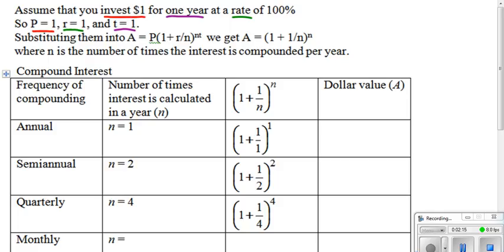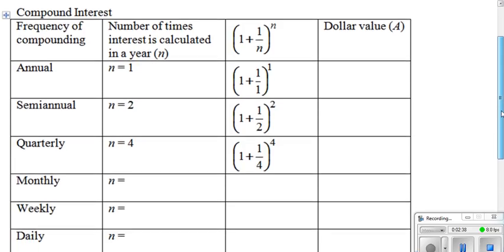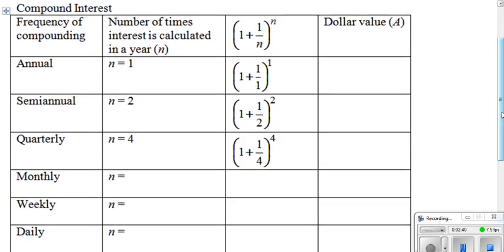Substituting them into our equation, we get A equals 1 plus 1 over n, to the n power. Because we said R was 1 and T was 1, and our principal actually was even 1. So it's just a lot of 1s times a lot of 1s. So this then becomes our table. This is how it looks.